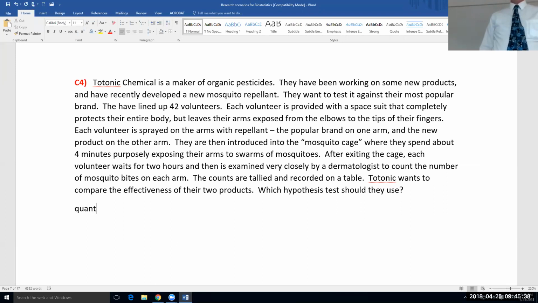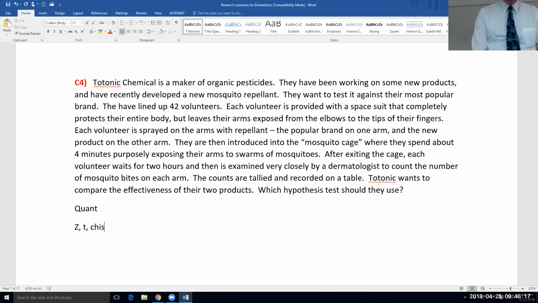Oh, I thought we were counting the number of bites. Are we counting bites? Well, how do you know the mosquito repellent is effective? Did you get bit or did you not get bit? 0 bites would be effective. This one has 20 bites and this one only has 2. Which one works better? The 2 works better, right? So Gabriel was right. It's quantitative. We're counting bites. Okay. All right.